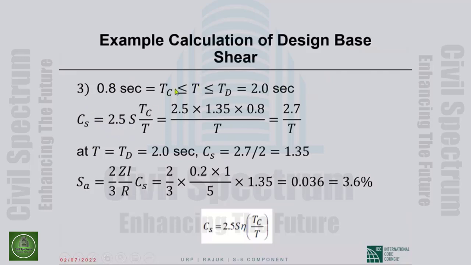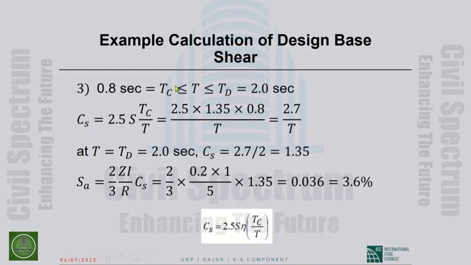Okay, so T between T sub C and T sub D, this is the descending branch. T sub C has a value of 0.8 second in our case. T sub D is 2 seconds. So C sub S from this equation, taking eta equal to 1, is 2.5 times the soil factor times T sub C divided by T. 2.5 times soil factor 1.35, T sub C is 0.8, divided by T. That comes to 2.7 divided by T.